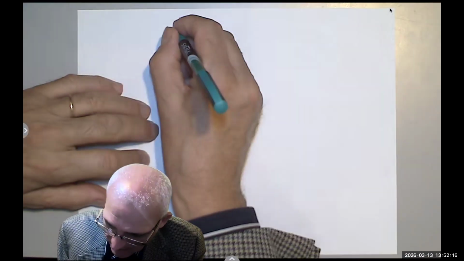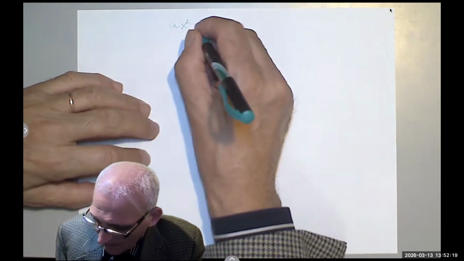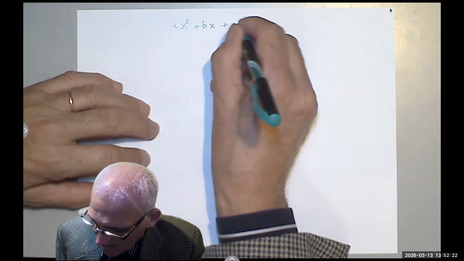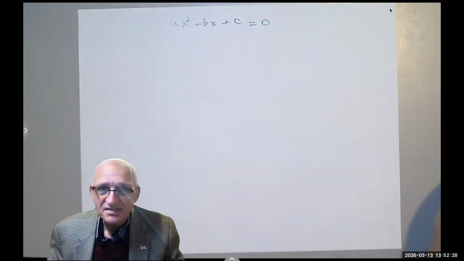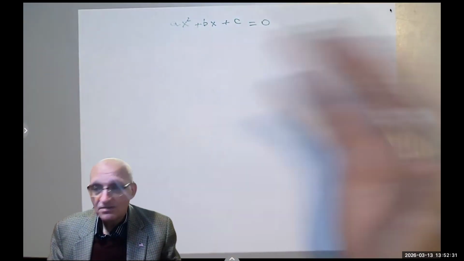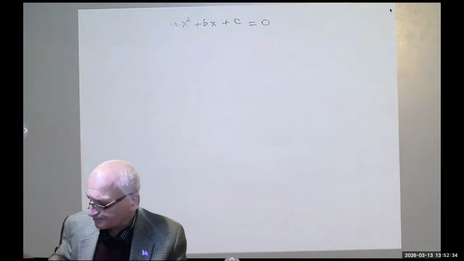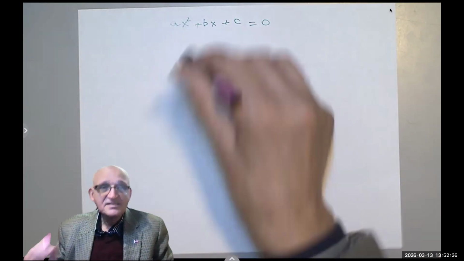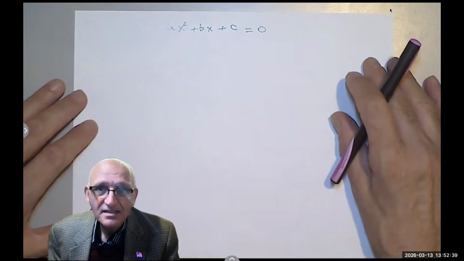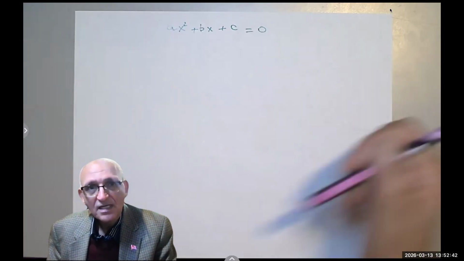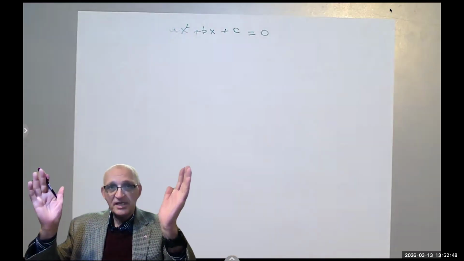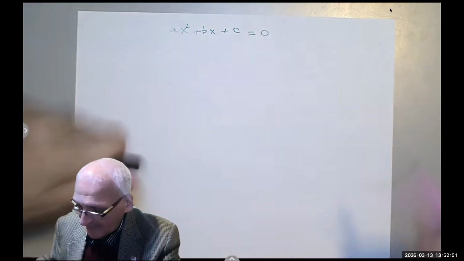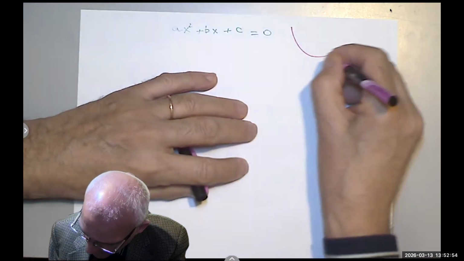So generally speaking, we say the equation would be ax squared plus bx plus c equals 0, right? So b may be 0, c may be 0, but generally I have a, b, and c. And again, this can be represented as a parabola, right? If you plot it, depending on whether a is positive or negative, this parabola is opening up or opening down. So if a is positive, the parabola looks like that.